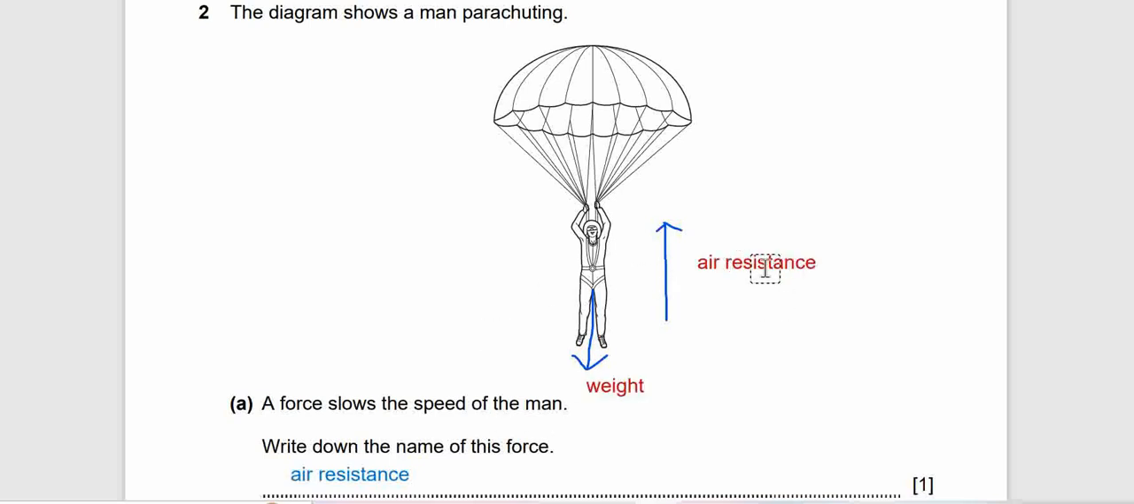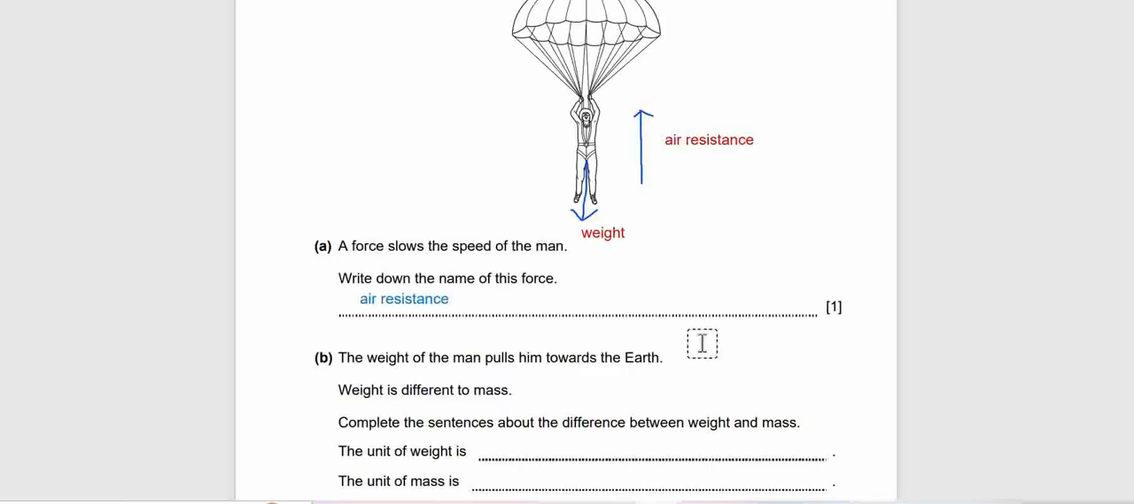Here's a bit of explanation. Air resistance moves upwards against the movement of the man downwards. The downward movement is due to the weight force, because of the gravitational force from the center of the earth. Alright, next, question 2B.